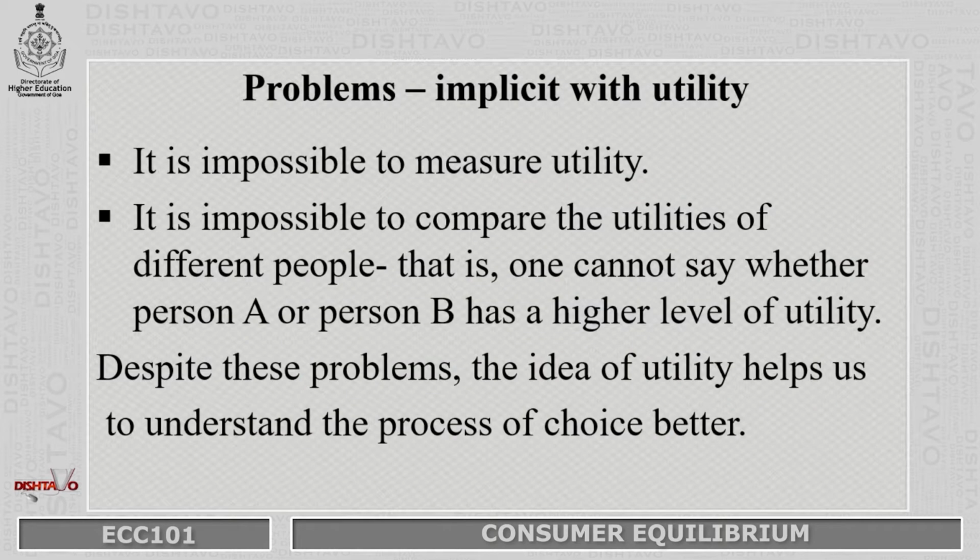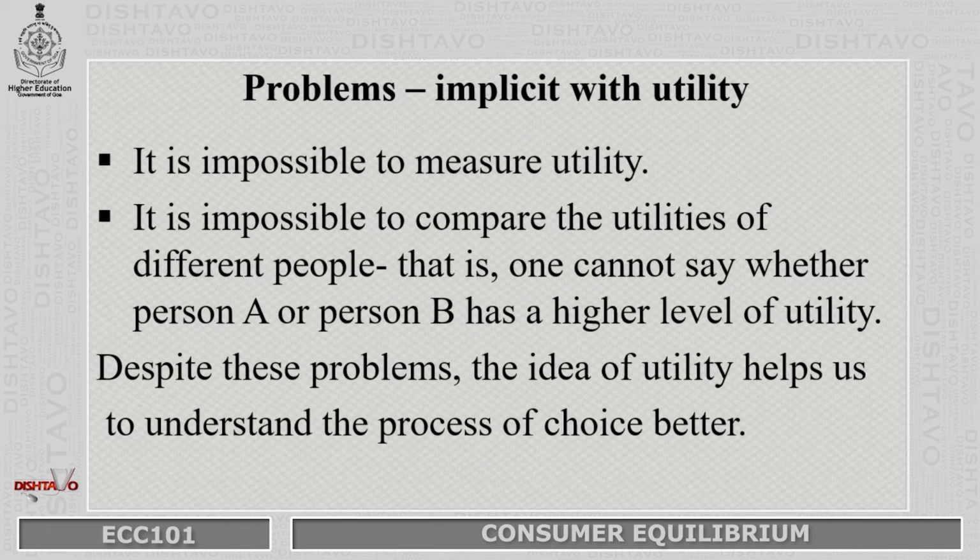So from this, there are some problems which are implicit with utility. It is impossible to measure utility. At any point, can anybody say that satisfaction can be measured? Can I say that one apple gave me this much happiness, 10 or 20? That's why this utility concept is cardinal. Marshall's utility analysis is called the cardinal approach.